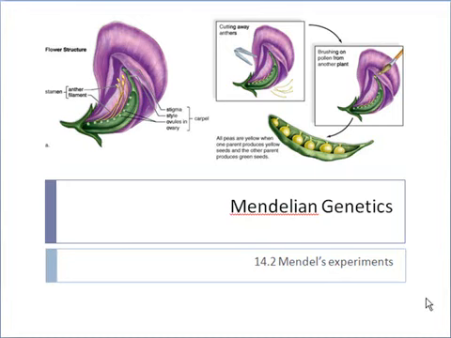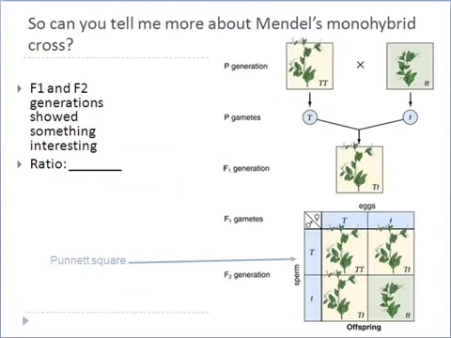So let's take a look at some of the specific experiments that Mendel conducted that led him to this understanding, to this idea that there are dominant alleles or dominant traits and there are recessive traits. I mentioned already one experiment that he did where he took true breeding tall plants and he crossbred them with true breeding short plants.